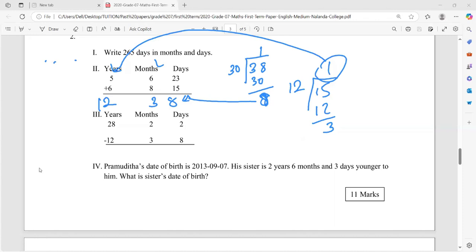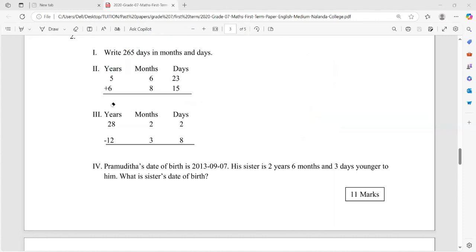So that was an addition, and now we have a subtraction. So you know that of course you cannot subtract 8 from 2. Therefore, you have to take 1 month from here. Then 1 month is equal to 30 days. Therefore, this will be 32 minus 8, which is equal to 24. Then you can write 24 days.